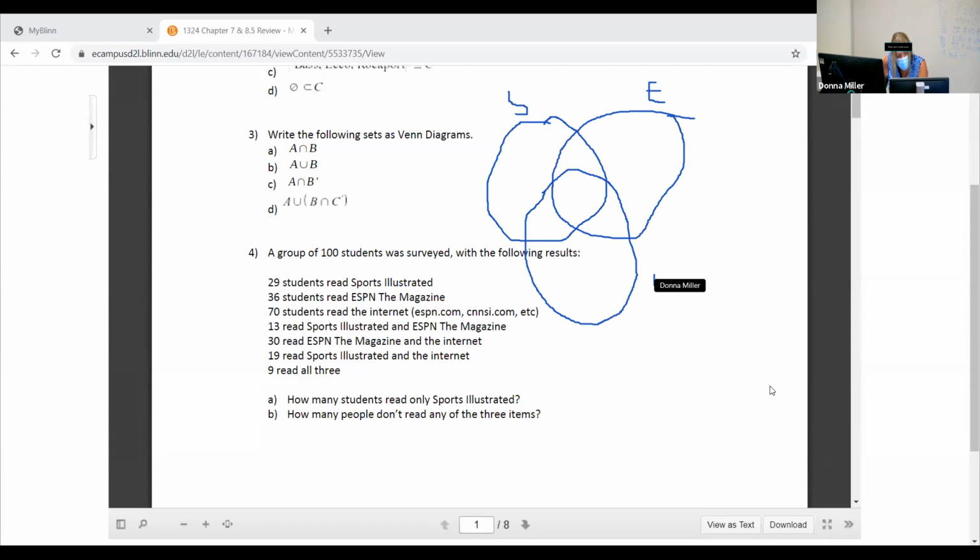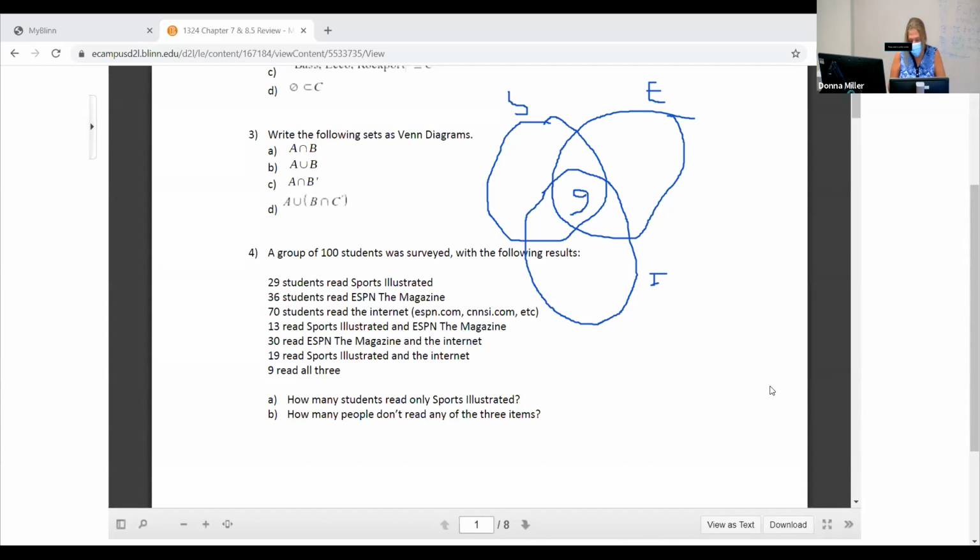My suggestion to you is to work this problem backwards. Start with all 3. It says that 9 read all 3. That's the overlap of all 3 circles. So I'm going to put in 9 right here in the middle. So for you guys in class, my 9 goes right here. Those are the ones that read all 3. Okay? You guys good with that? 19 read Sports Illustrated and the internet. So Sports Illustrated and the internet is the overlap of these 2 circles. So I know that this needs to add to 19. I already had 9 in that little wedge, so this needs to be a 10.